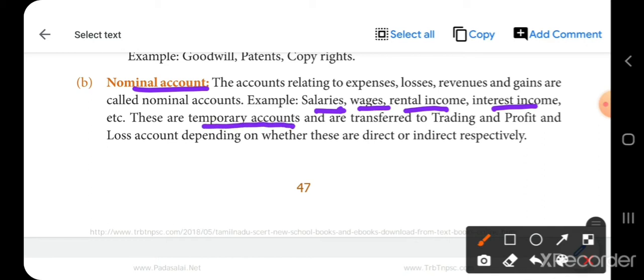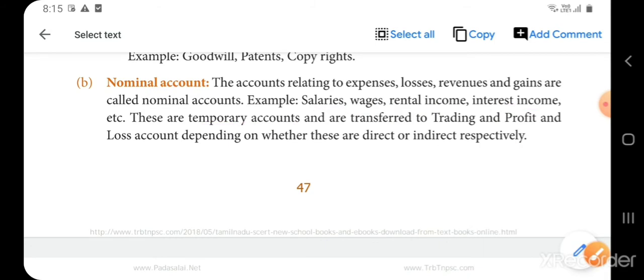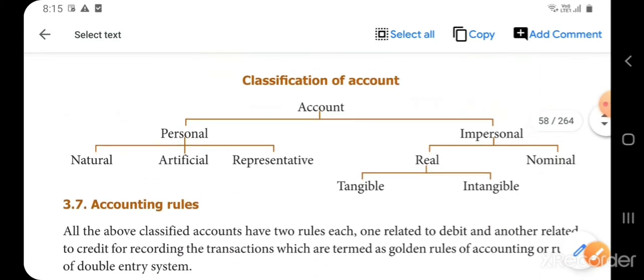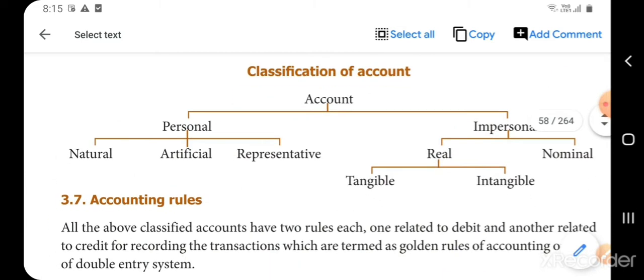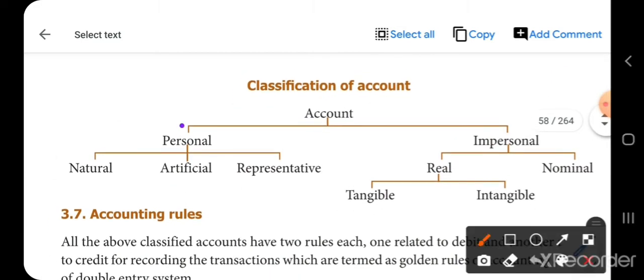They are temporary accounts and are transferred to the trading account and the profit and loss account, depending on whether they are direct or indirect respectively. Okay, now what is the classification of accounts we saw? Accounts are classified into personal account and impersonal account.